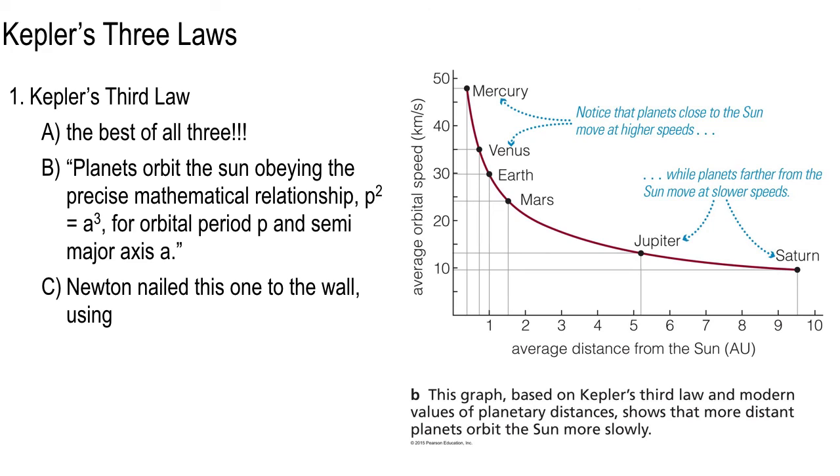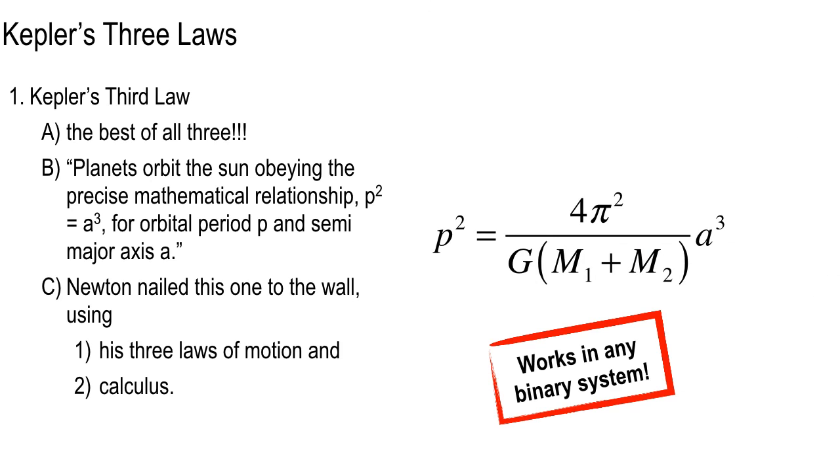Newton, mighty Newton, Sir Isaac Newton, he nailed this one. His three laws of motion and calculus allowed him to prove that in the theory of gravitation, the orbits are ellipses, that equal areas are swept out, and that this, for any astronomical system, is the Kepler's law that operates. Now, I've got to tell you what these things are. Pi, you know what that is, 3.14159, blah, blah, blah. G, that's the gravitational constant, Newton's constant, in the law of gravitation. I'll probably show you that law on Tuesday. And then M1 and M2, that's the mass of each planet, or if it's a star, it's the mass of both stars.